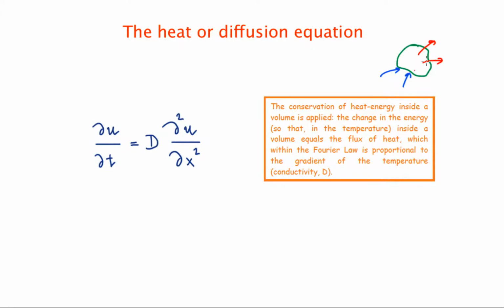So the balance between these two fluxes, according to the Fourier law, is proportional to the gradient of temperature. When the change in temperature from inside the volume to outside the volume is high, then the flux will be higher. And besides that, it will also be proportional to this constant that is called conductivity. But this is not important at all. We just have to center on these equations.